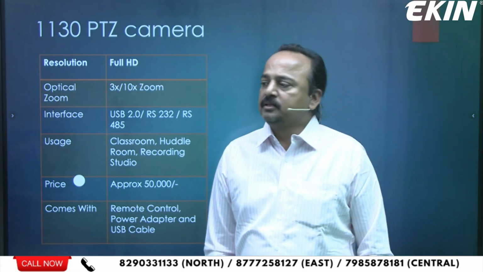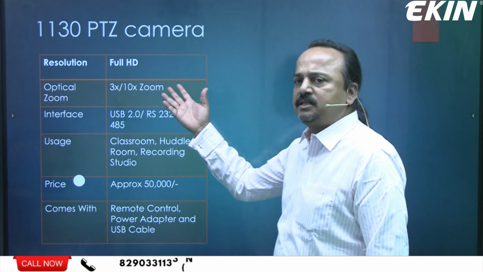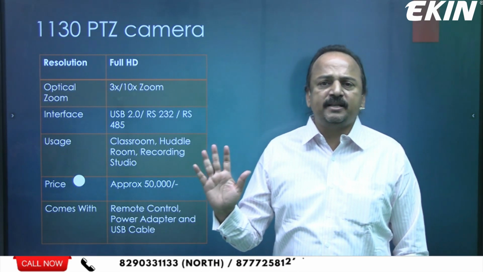So we start with the PTZ camera, and the lowest one is the Ekin 1130 PTZ camera. This is a PTZ camera where the resolution is full HD. Normally a full HD PTZ camera is more than sufficient for a classroom or a video conferencing room.